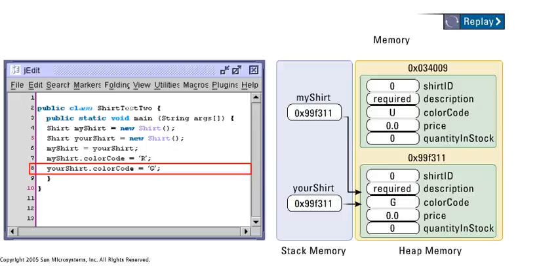So now if we use the yourShirt object reference variable to change the color code of the object associated with it to a G, we are basically overwriting the R that we just stored in that color code attribute, since both yourShirt and myShirt refer to the same object. So it doesn't matter now which object reference variable you use, you will be updating the same object.